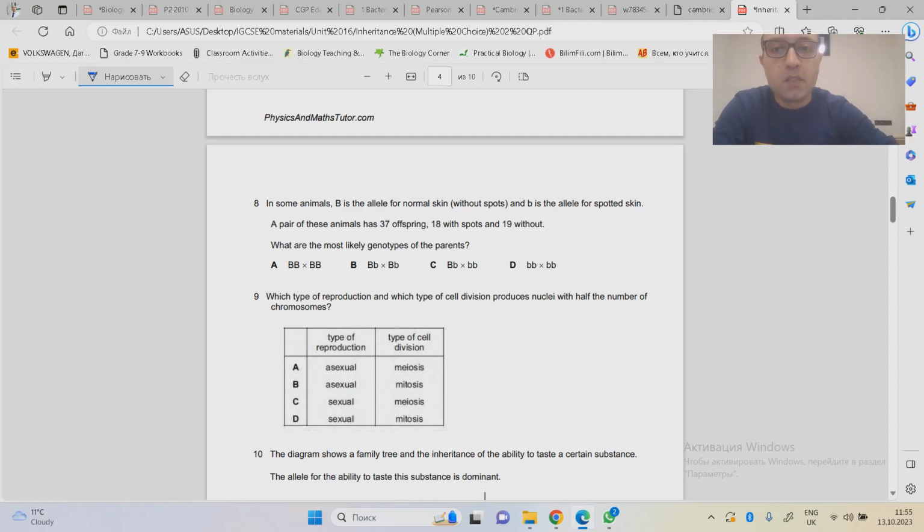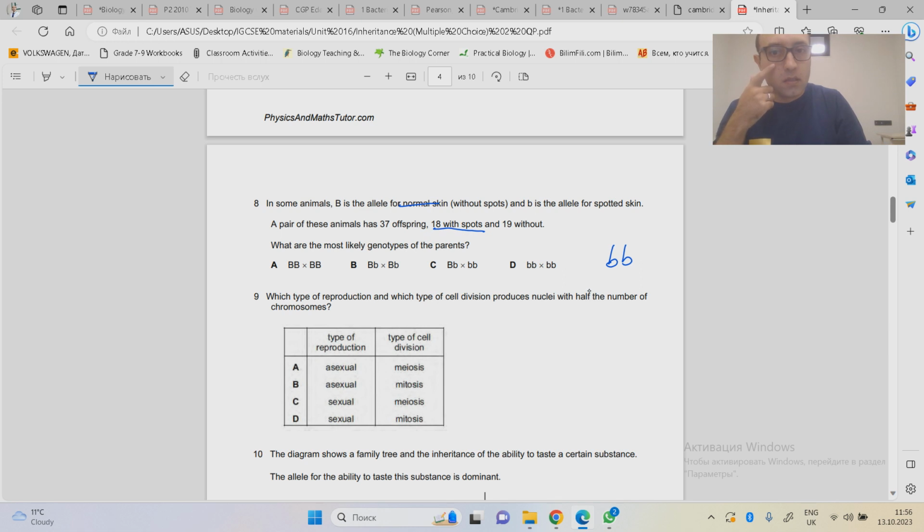In some animals, capital B allele is for normal skin and small b is for spotted skin. Again, normal skin is the dominant feature here. A pair of these animals has 37 offspring, 18 of them with spots, 19 without. So if 18 of them are spotted, it means that their genotype is small b.